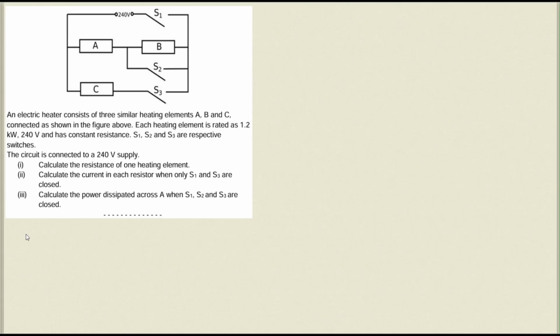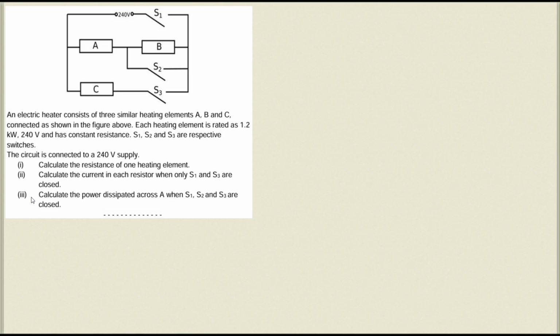Moving to the next question. An electric heater consists of three similar heating elements A, B and C connected as shown in the figure above. Each heating element is rated as 1.2 kilowatt, 240 volt and has constant resistance. S1, S2 and S3 are respective switches. The circuit is connected to a 240 volt supply.